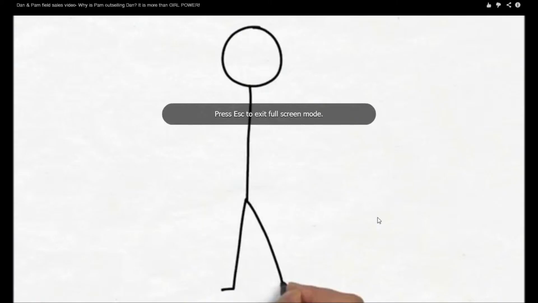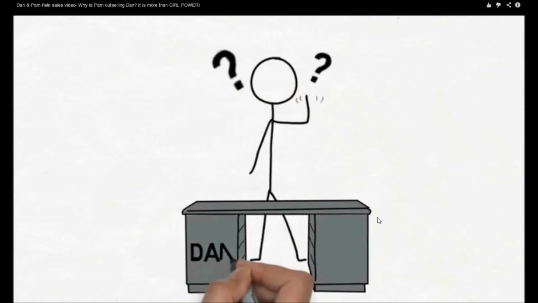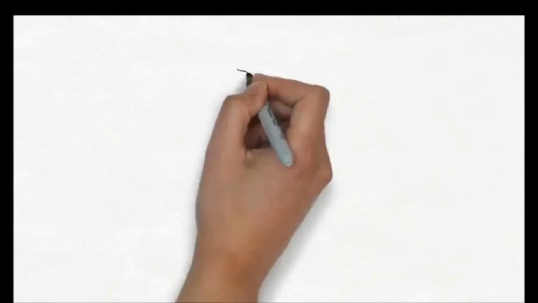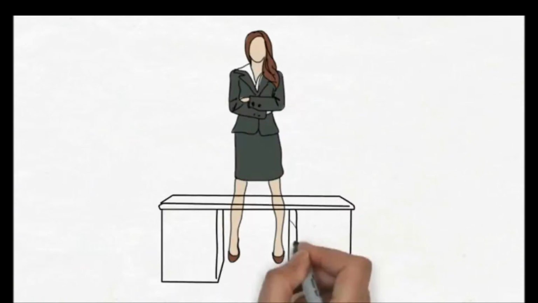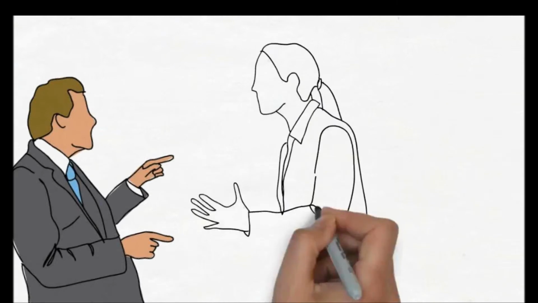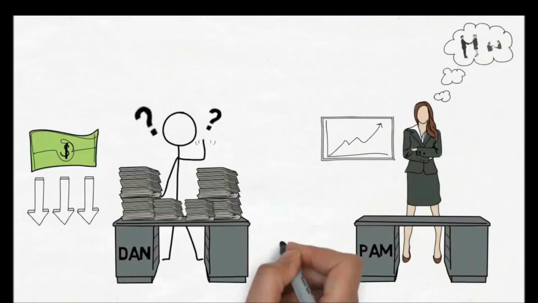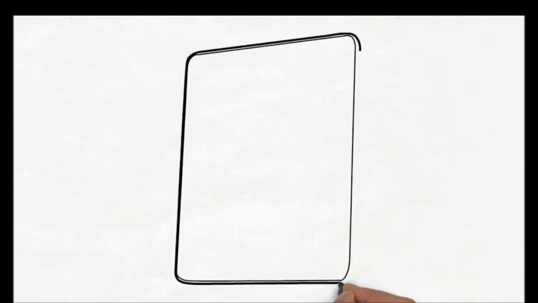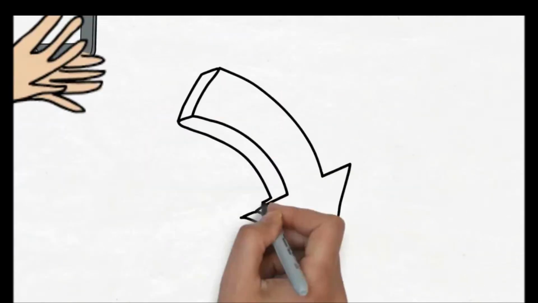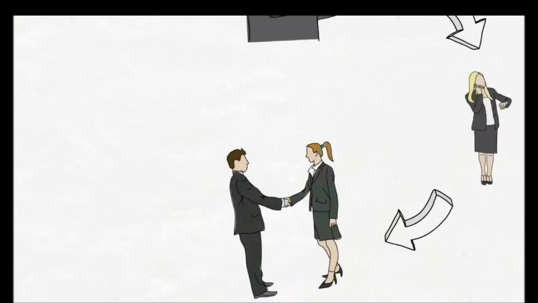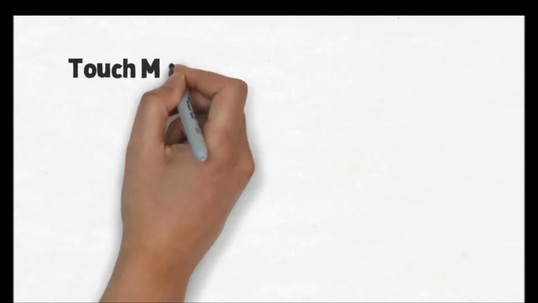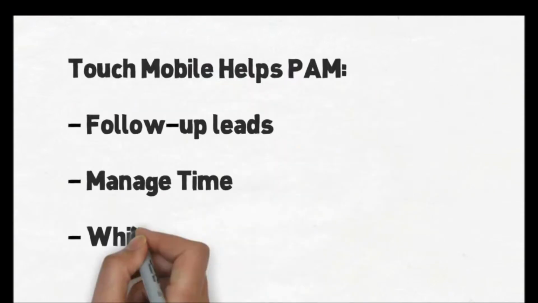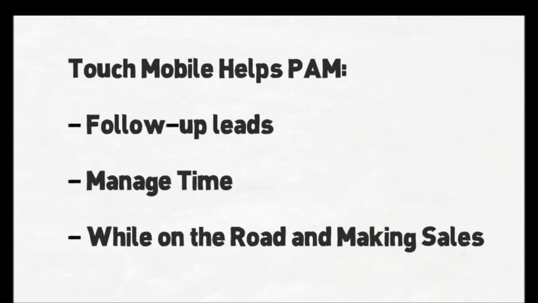Here is Dan. Dan is a sales rep. Dan is a little stressed. He is not meeting his objectives. Now, meet Pam. Pam is exceeding her objectives. Pam is keeping track of her tasks. Pam is effective. What is the difference between Dan and Pam? Pam uses Touch Mobile. Touch Mobile is mobile enabled. Supports all aspects of the sales process. Helps sales reps build a funnel and increase sales. Touch Mobile helps Pam follow up on leads and manage her time while on the road making sales.